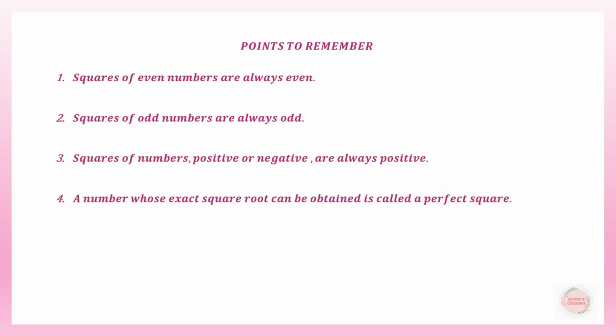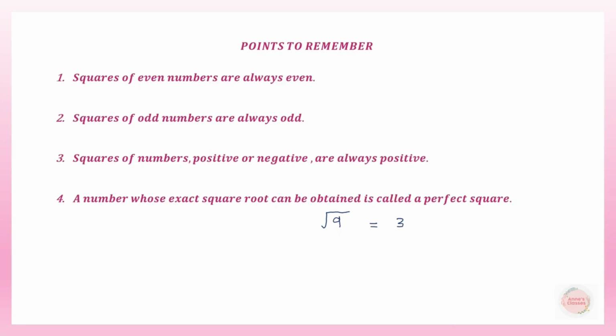Next point, a number whose exact square root can be obtained is called a perfect square. That means, suppose you have a number 9 and you can get the square root of this number. The square root symbol is this, and what is the number which when multiplied by itself will give you 9? 3, isn't it? So 9 is called a perfect square because you can get the exact square root.